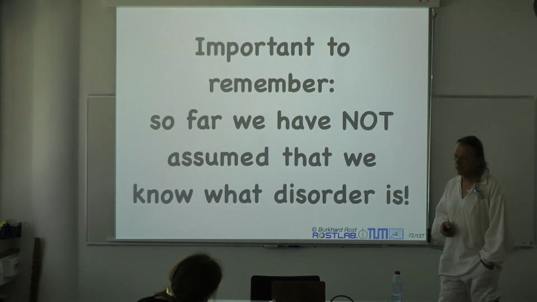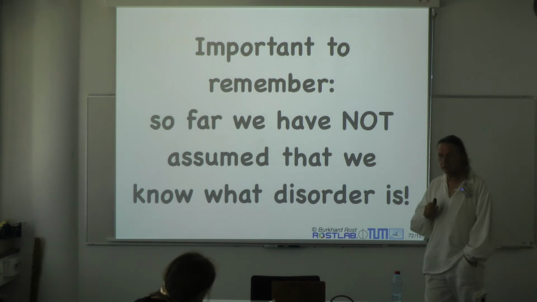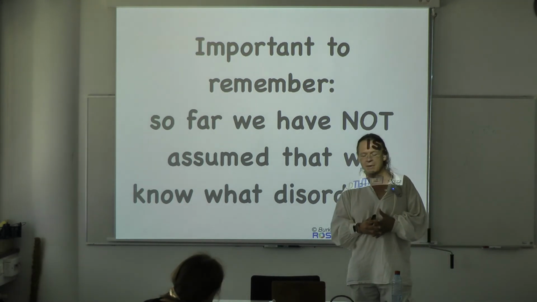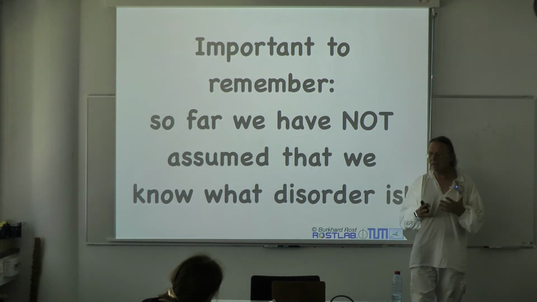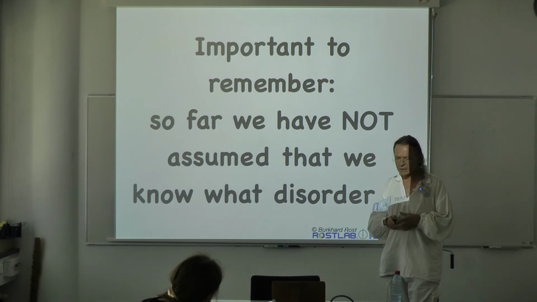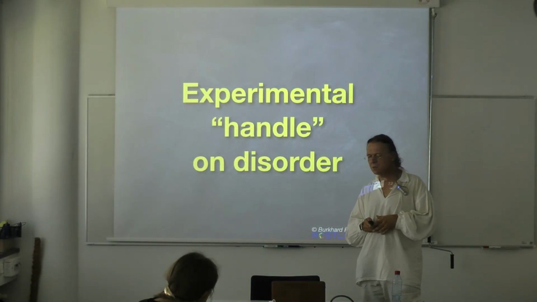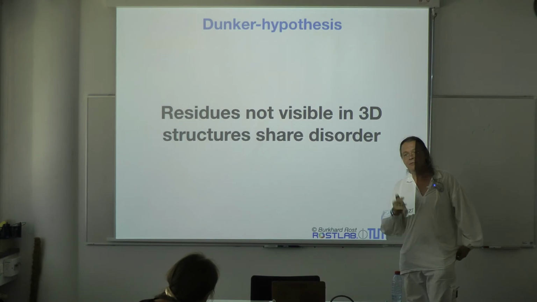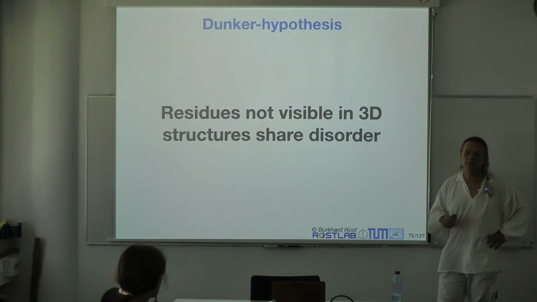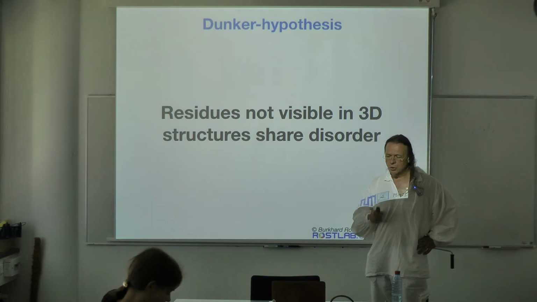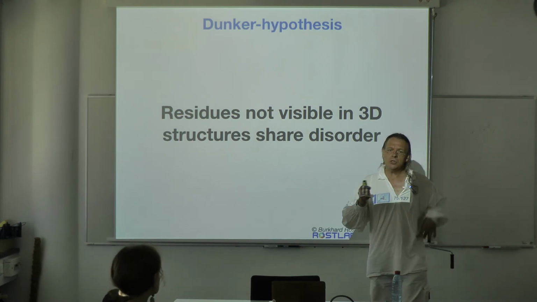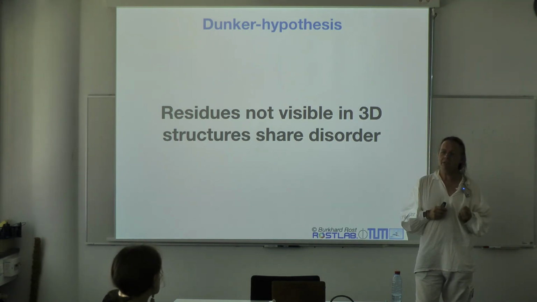Okay, so far I talked about 3 different methods that somehow predict disorder without having ever really used disorder or annotations about disorder. So let's talk about what experimental handles there are. The first one is the Dunker hypothesis from Keith Dunker, and that hypothesis is that residues not visible in 3D structures are disordered. So the logic here is I cannot see a particular residue because it moves.